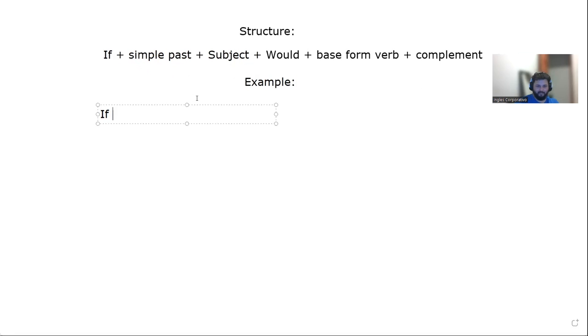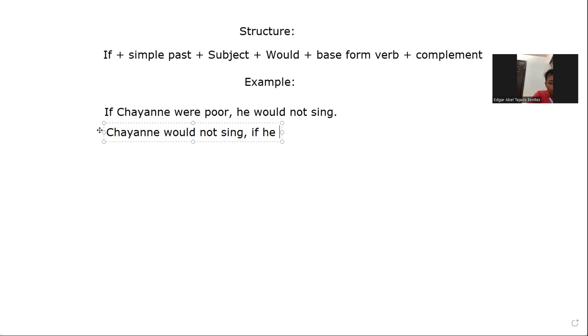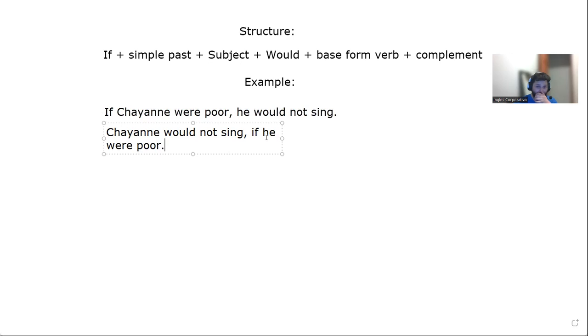if, I'm gonna give a real life example, right? If what, guys? If I, or let's use a third person, right? If Cheyenne were poor, he would not sing, right? This is an example. Or you can say Cheyenne would not sing if he were poor. Remember, guys, why do we use were and not was, even though we're talking about a third person?